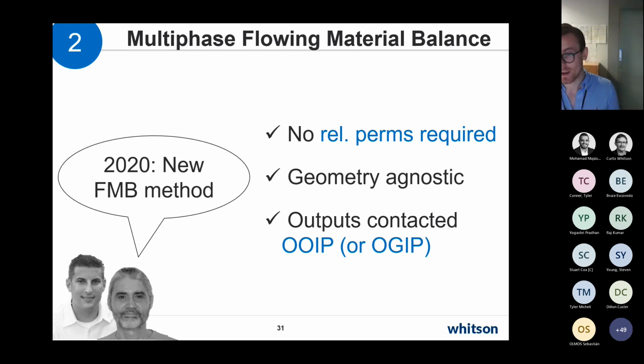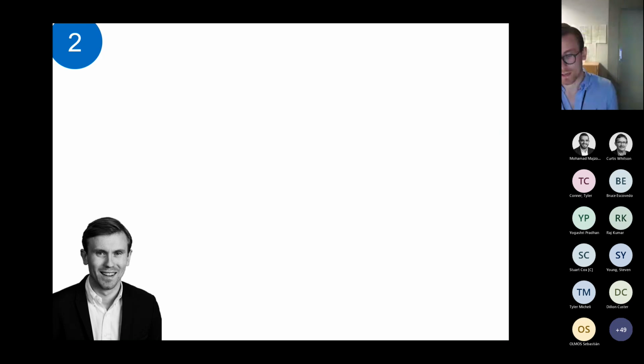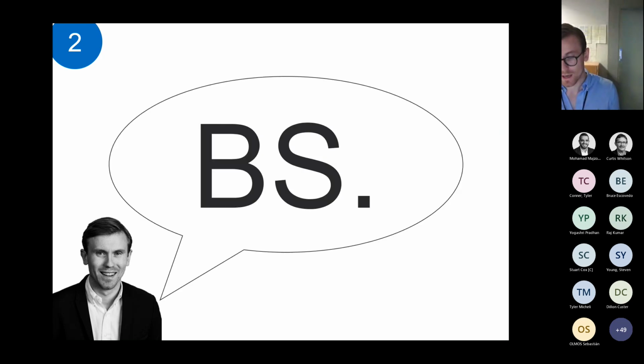I remember I was like, okay, this can't be right. I thought it was complete BS. So Curtis and I went back home and made sure we were running a wide range of cases such that we could show that this either works or it is wrong. And I remember sitting there thinking, okay, there has to be some simple cases where this method fails.